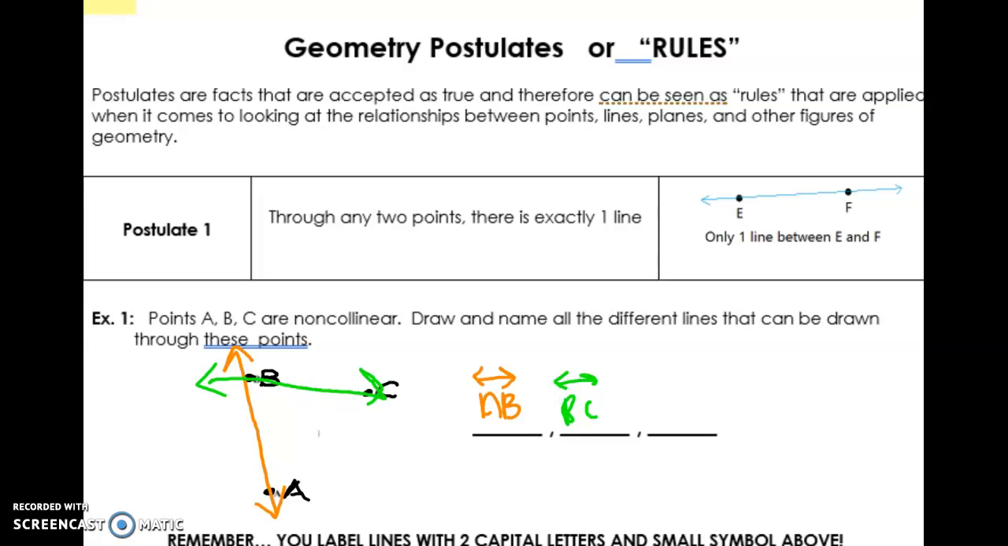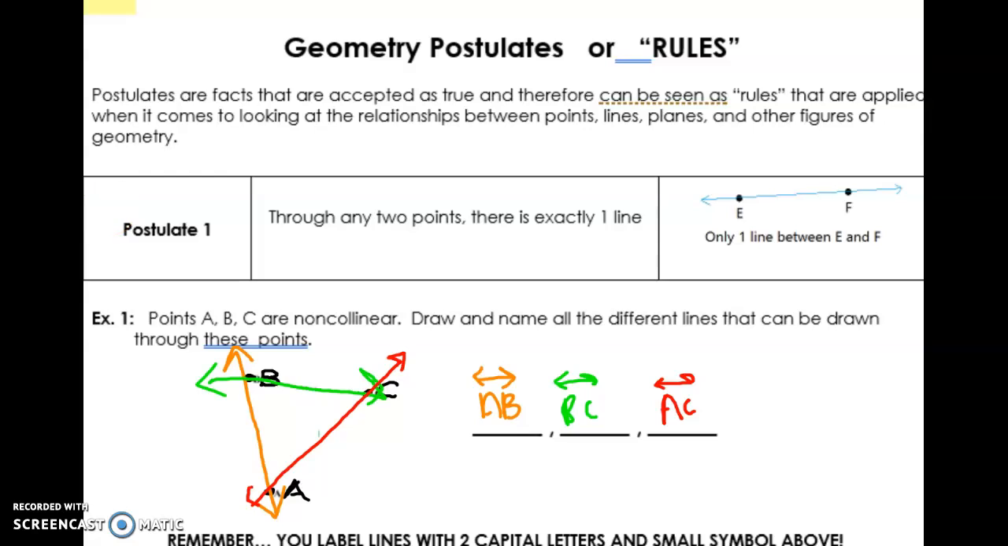We can also take a look at the figure and connect these two. So AC with the symbol above it for a label. So remember, we label with 2 capital letters and the small symbol above.